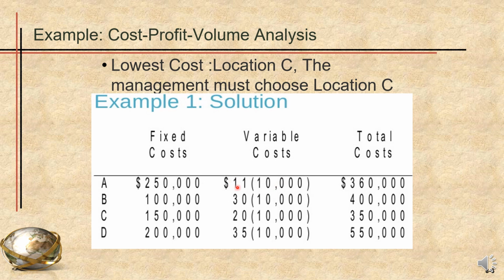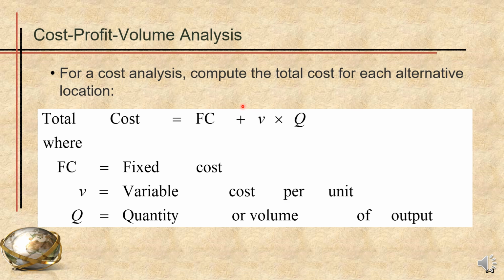So multiplying these two, we will get the total variable cost. Add this to our fixed cost, you will get the total cost. So with that, the lowest cost is location C, which is 350,000. So with our example, location C has the lowest total cost, so that will be chosen by the decision maker.